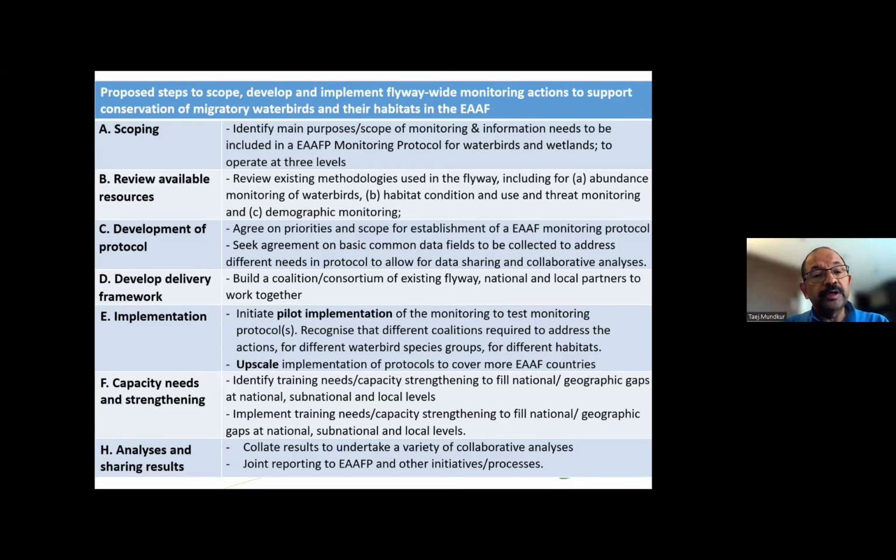Looking at the capacity needs to undertake this work, and a way of sharing the results of this information on an ongoing basis. And as this was being developed with the EAFP in mind, looking at how we report jointly to the Flyway Partnership at its various meetings, as well as other international processes. So that's very quickly the overall scheme within which we'd like to move forward.